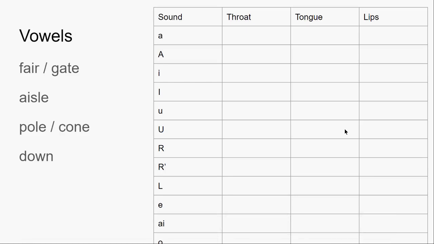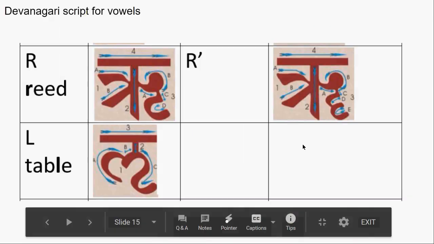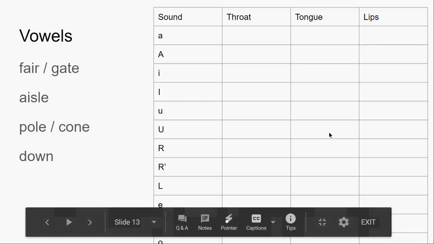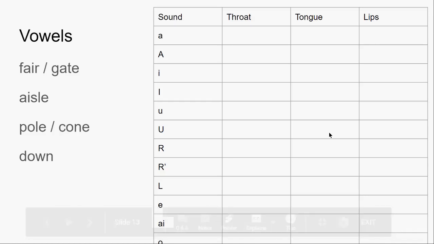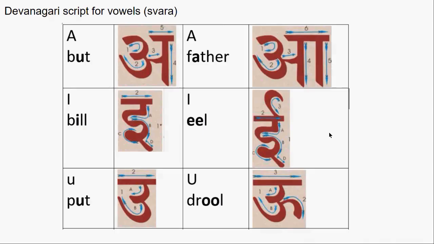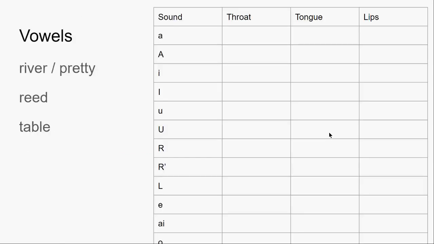So the 13 sounds, 13 vowels are A, I, U, U, U, A, I, I, U, I. Then the last two are O, O.